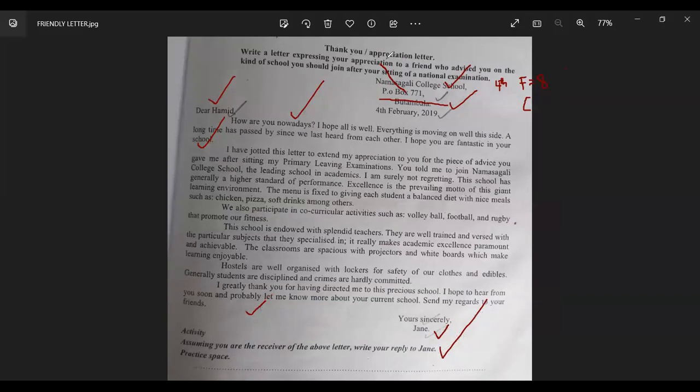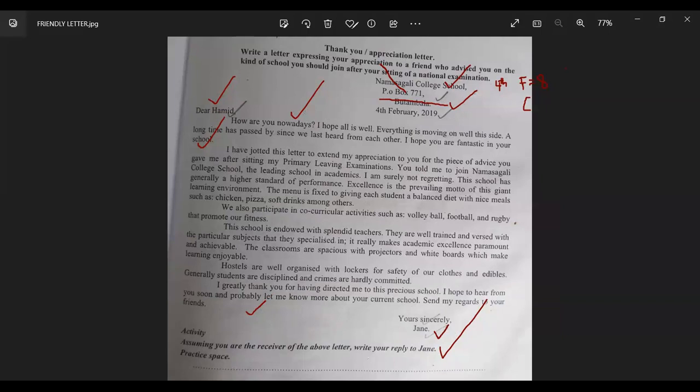Our question is saying, write a letter expressing your appreciation to a friend who advised you on the kind of school you would join after sitting national exams. Now, this is where the content comes from. We are going to look out for the content. One, write a letter expressing your appreciation.